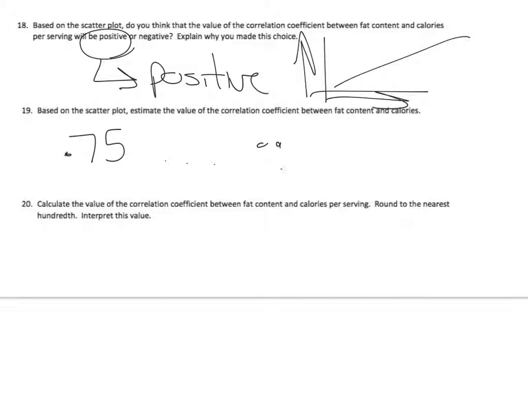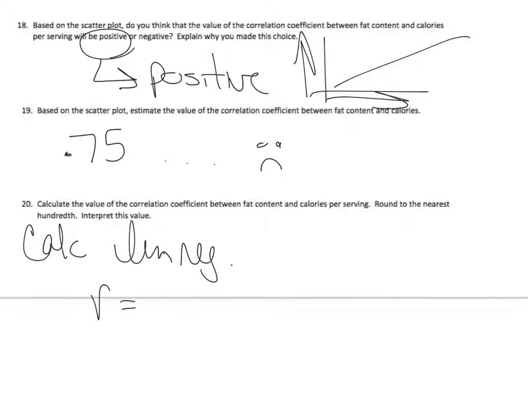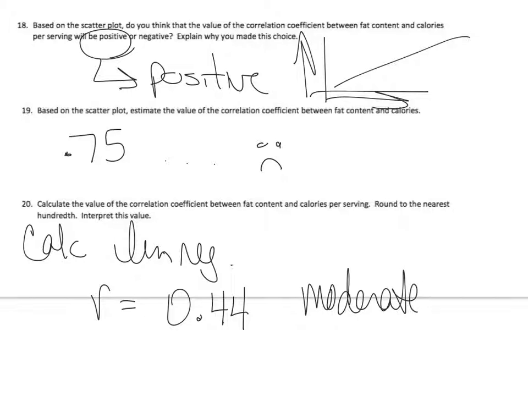I don't like guessing. Calculate the value of the correlation coefficient. So that's by calculating your linear regression, like I said earlier, which I'm going to go ahead and do. Give me a second. Oh, I failed miserably. I should have looked ahead. 0.44, which again is moderate. If you look at that chart, a moderate linear relationship.